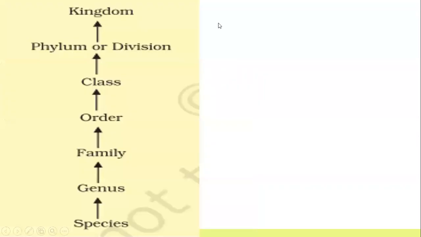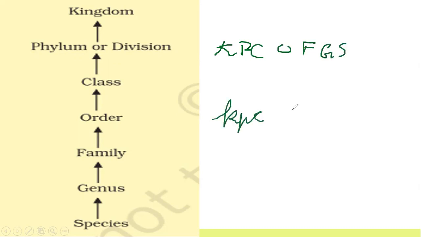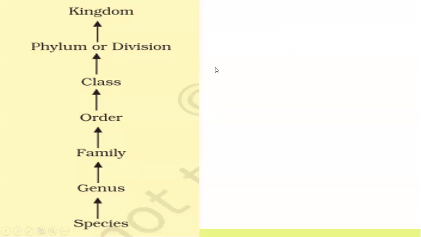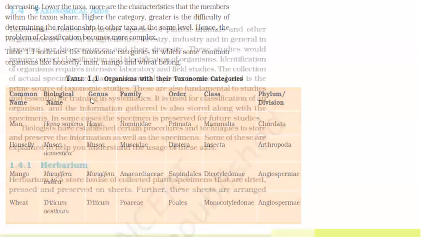This is the order: kingdom, phylum, class, order, family, genus, species. Remember it as KPCOFGS. Karina, Priyanka, call over friends, Groove Zalda. You can study using whichever clue you need. Okay, this is the order.